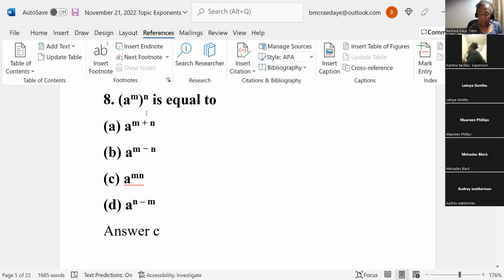So the answer, m times n, is what, Mercedes? Which one is a multiplication? Let's see. C, because this is an addition, this is subtraction. So M times N is MN. MN means M times N.